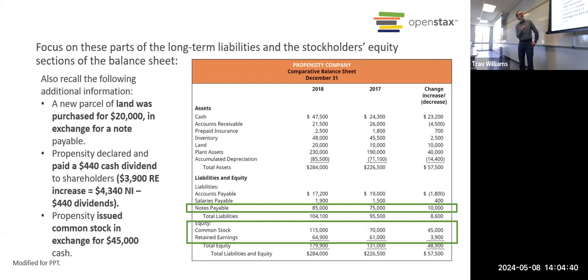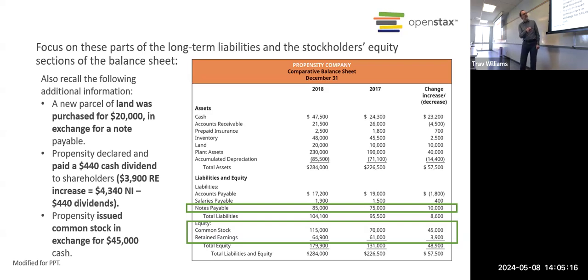It says we bought some land for $20,000 in exchange for a note. We saw that already, right? We saw that in the investing section, because the land we bought was an investment. Why is it also showing up here when we're talking about financing? Because we financed it with a note. So that relates to financing, but again, there was no cash. So we don't actually include that in our calculation.